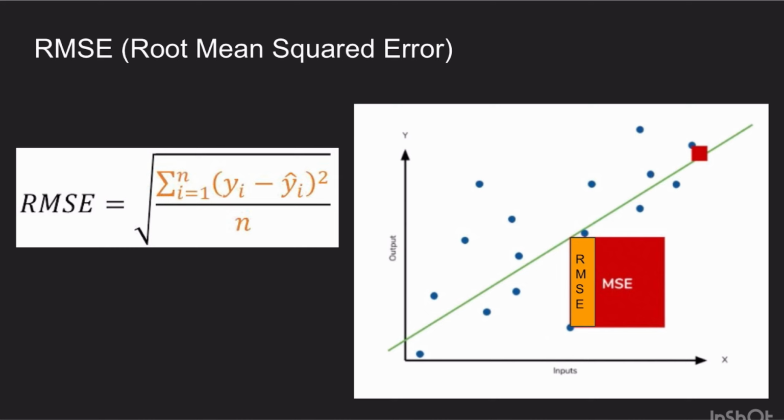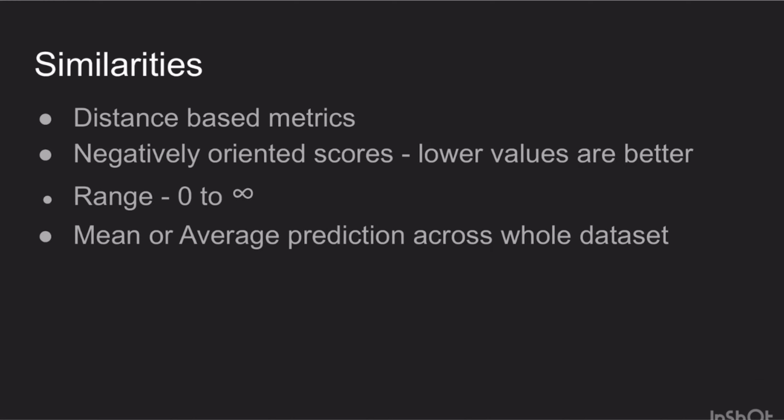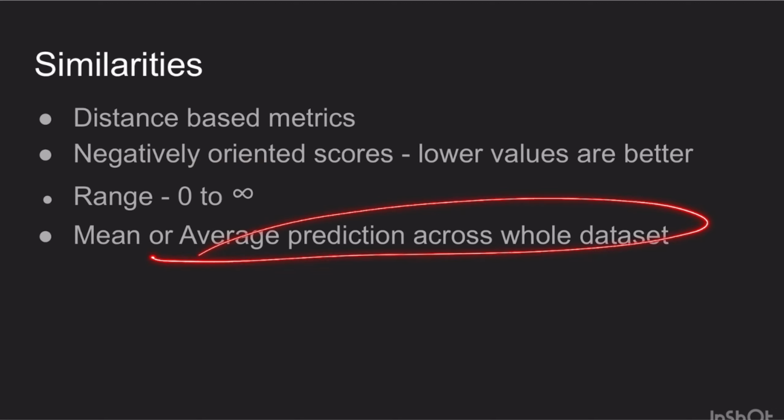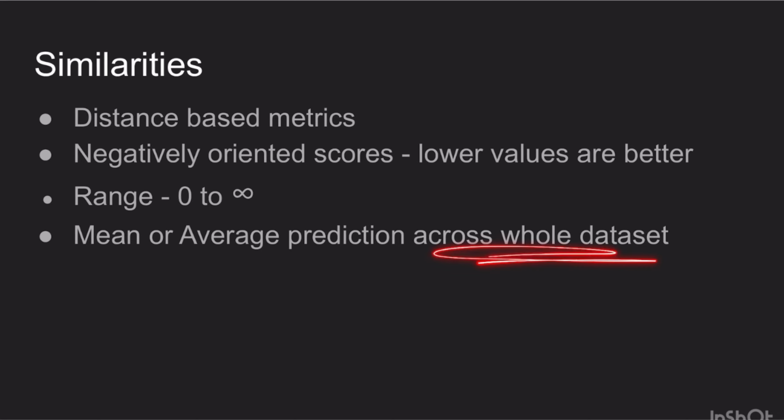Now let's come to the comparison between mean absolute error, mean squared error and RMSE. While comparing, I am considering MSE and RMSE as similar. There are a couple of similarities between the absolute errors and the squared errors. Both of them are distance based metrics, and both of them are negatively oriented scores. That means if the value of MAE is lower, the model is better. The same is the case for MSE also. Lower values are better, and all these values range from 0 to infinity. Both of these are averaged across the whole data set. It's not for a single sample, it's the average across the whole data set. So these are some of the similarities.